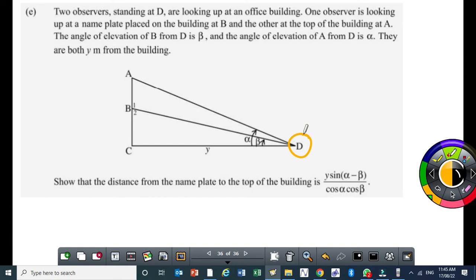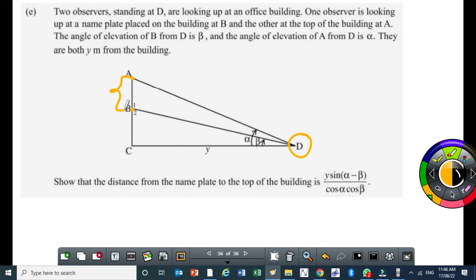Okay, common sense. So the question says, show that the distance from the nameplate to the top of the building is that. So that's the distance. Which distance are we talking about? Well, one observer is looking at a nameplate, which is at B, which is this one here. And the other at the top of the building, which is there. So we need to show that the distance from the nameplate to the top of the building is that. Which means we're going to calculate AB, isn't it? So we're going to calculate this distance.